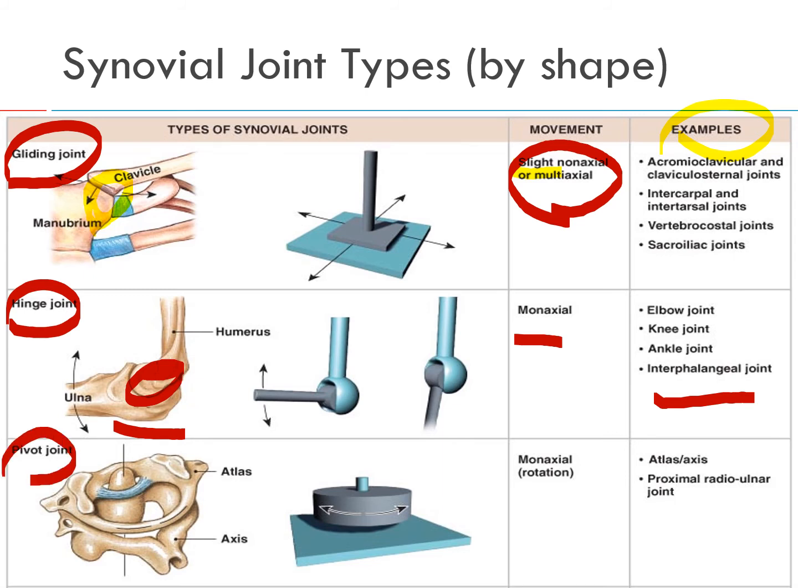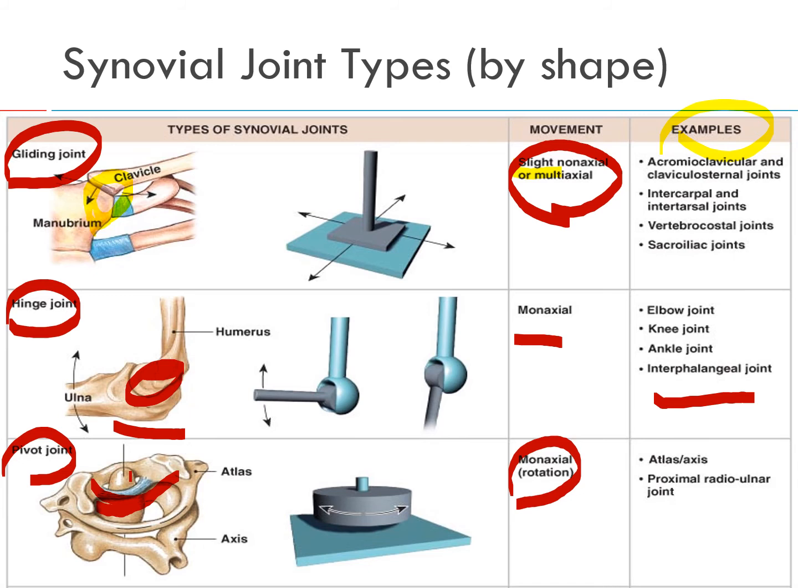Last, we have a pivot joint. Remember, pivot is where you are pivoting around a set point in a single axis. So rotation is the one mono axis of a pivotal joint. And the atlas axis, or C1, C2, is a pivot joint where you have the transverse ligament in the back wrapping around the dens process of C2. So C1 can rotate freely around C2, and that's what allows you to shake your head no.